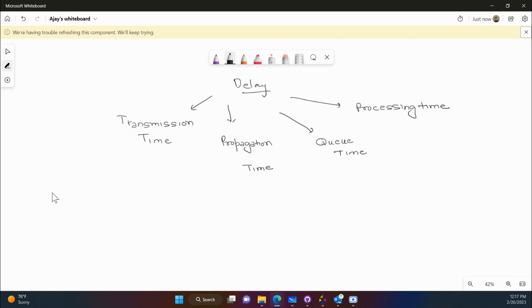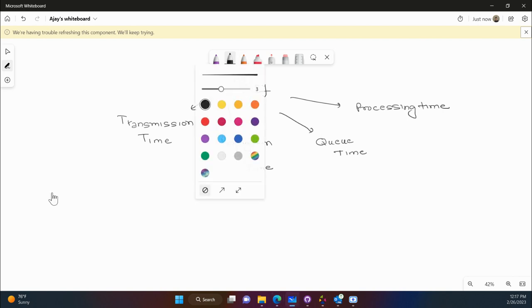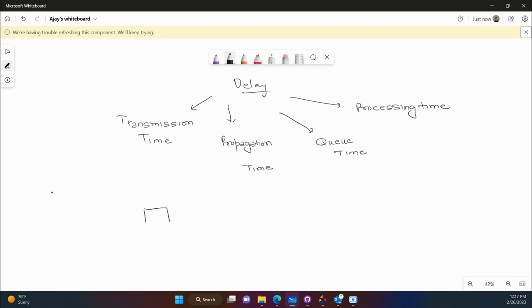Let's understand each of them. Before that, you need to understand how communication actually happens in a computer network. Assume this is the sender and there is a receiver. These two are connected through a communication channel, and this is our channel. Now the sender needs to send some data, and in computer networks there are different types of switching, but assume that this is the data and we are currently calling it a packet, right?